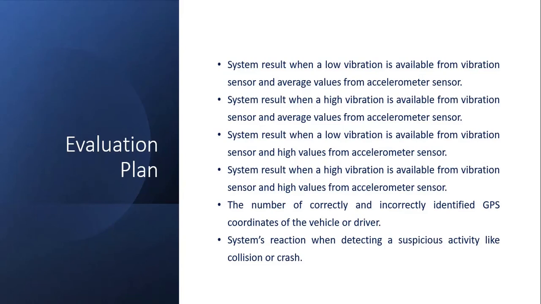One is the system result when low vibration is available from the vibration sensor and average values from the accelerometer. System results when high vibration is available from the vibration sensor and average values from the accelerometer sensor. System results when low vibration is available from the vibration sensor and high values from the accelerometer sensor. System results when high vibration is available from the vibration sensor and high values from the accelerometer sensor. And also the system's reaction when detecting a suspicious activity like a collision or crash. These are the key points which will be considered in order to do the evaluation for the accident alert module.